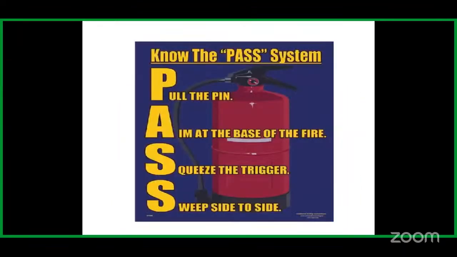So how to use a fire extinguisher? The fire extinguisher can be used with a method called the PASS method. PASS method means we need to pull the pin out. Once we take out the pin, we need to aim at the base of the fire, then squeeze the trigger. When we squeeze the trigger, the liquid, water, or powder will come out, and we need to sweep it.